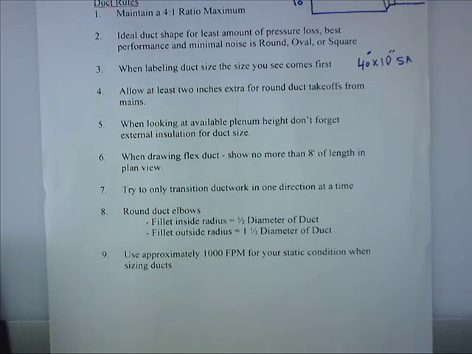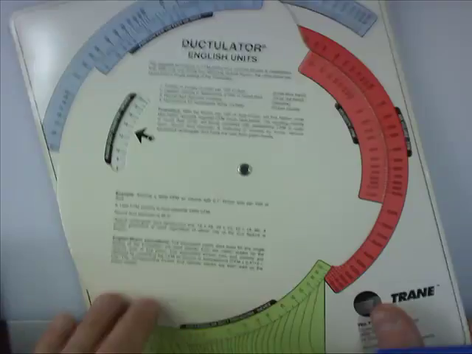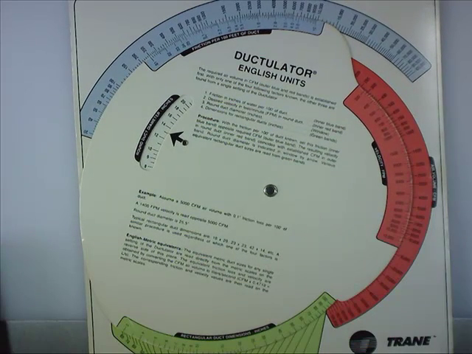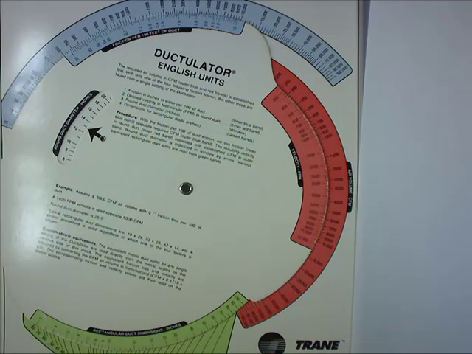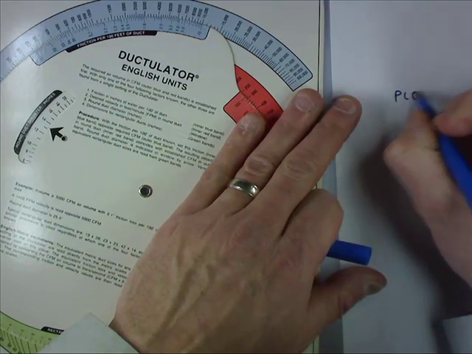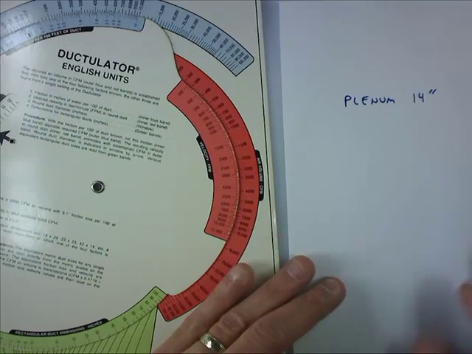And I'm going to show you the next thing. I handed out ductilators to you guys, and this is what you're going to use to size ductwork. So we're going to look at a real simple example. Let's say I have a plenum height of 14 inches. So that means that the ductwork I can use can be no bigger than 12 inches high.